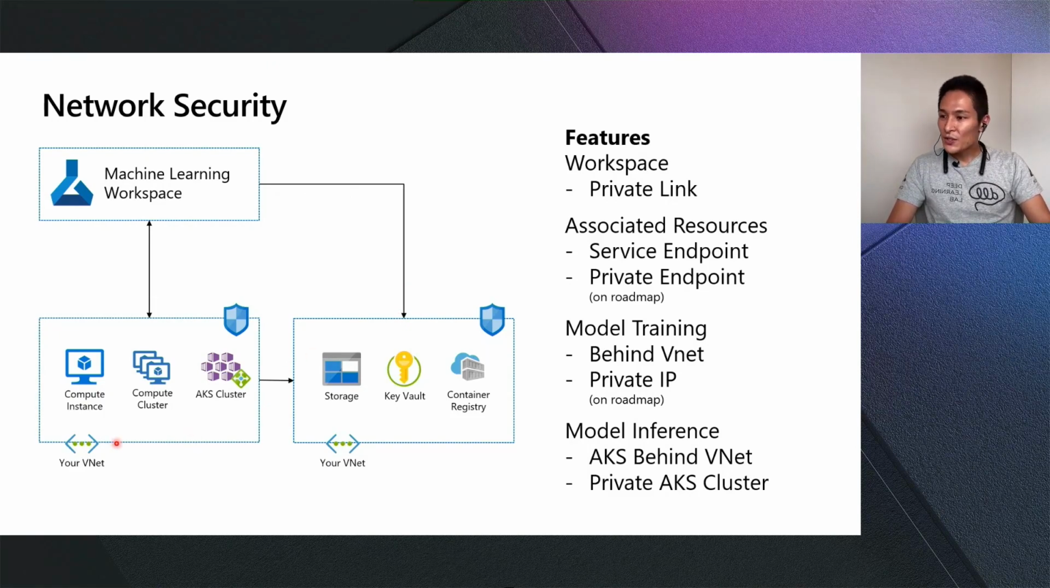Okay. And we also need to think about communication inside your VNet, such as compute instance and compute cluster. As this network architecture shows, behind VNet is supported. But even if we put compute resources behind VNet, they have public IP. And so some customers want private IP. It will be explained by Vijeta, but it is on the roadmap. And for the model inference resource, AKS Cluster, AKS behind VNet, and private AKS Cluster both are supported.